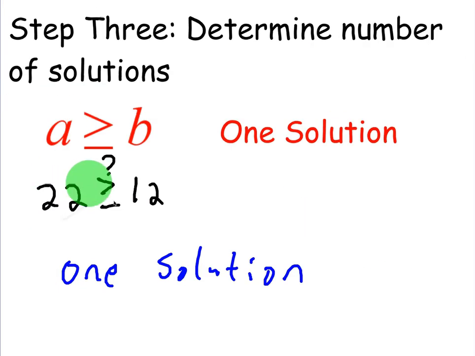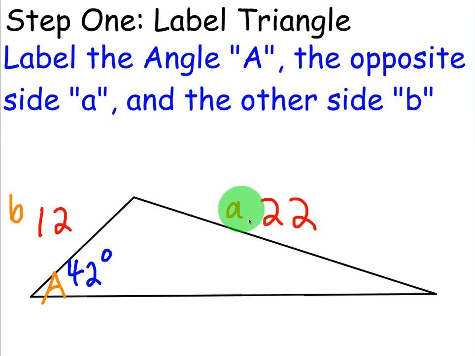Now, if the side opposite the angle that's given is bigger, so in other words, if a is bigger than or equal to b, then it's going to have one solution. Okay, 22 is greater than or equal to 12, so there will be one solution. Now if it was less than 12, let's say 10, there'd be two solutions, and we'll talk about that in the next video. So this one has one solution because, again, the side opposite the angle they gave you is bigger than the little b side, which is not opposite an angle they gave you.